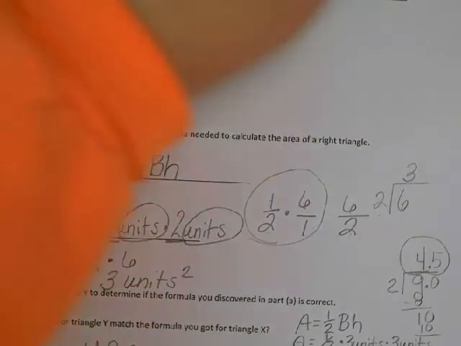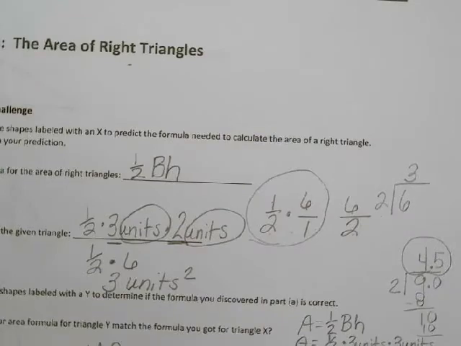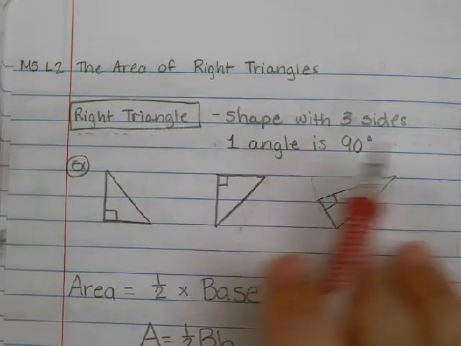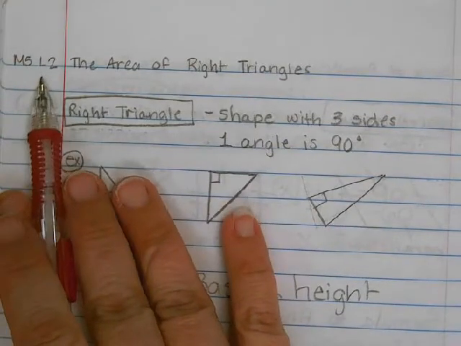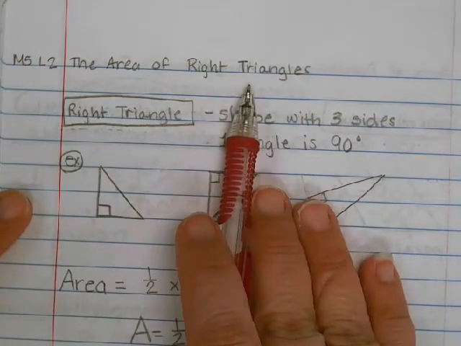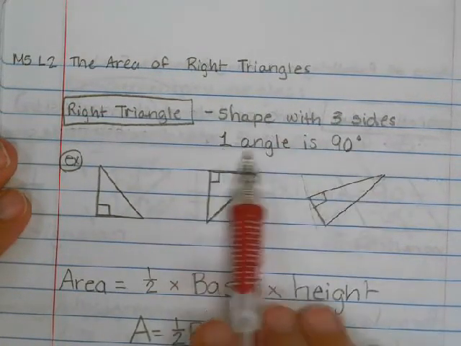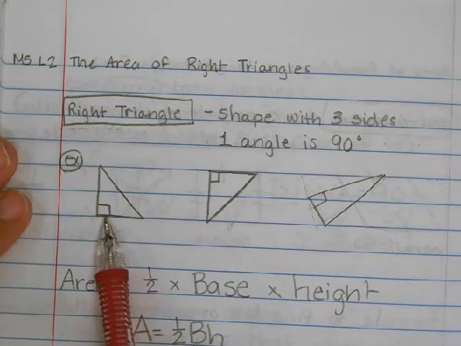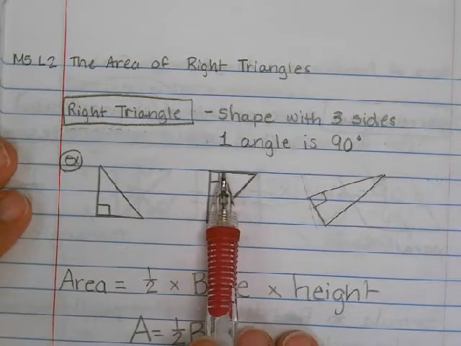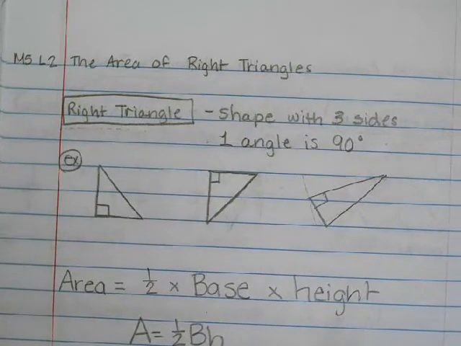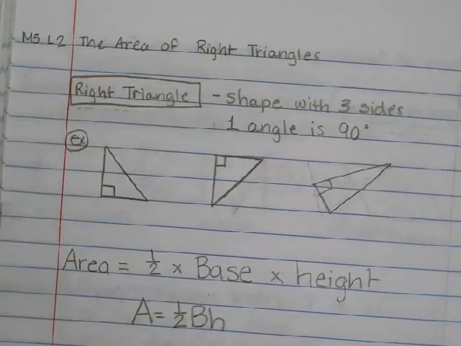Now, before we go on, we're going to put this formula in our notebook so that we have that for an example to look back on. So go ahead and take out your notebook, and I've already gotten mine started. We're going to label it Module 5, Lesson 2, the area of right triangles. I give you the definition of a right triangle as a shape with 3 sides and one angle is 90 degrees. Remember, the little box in the corner indicates that that angle is equal to 90 degrees. Sometimes those triangles are drawn in different directions, and that's why I gave you a couple different images for that.